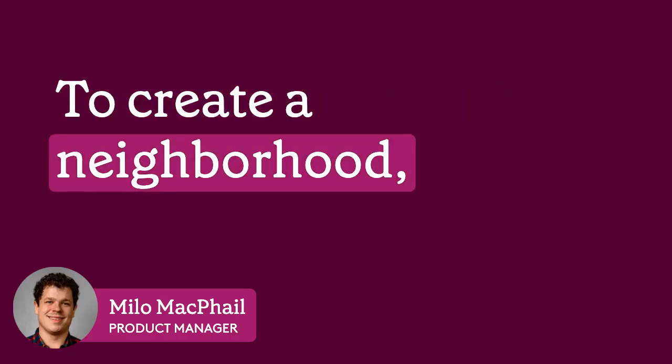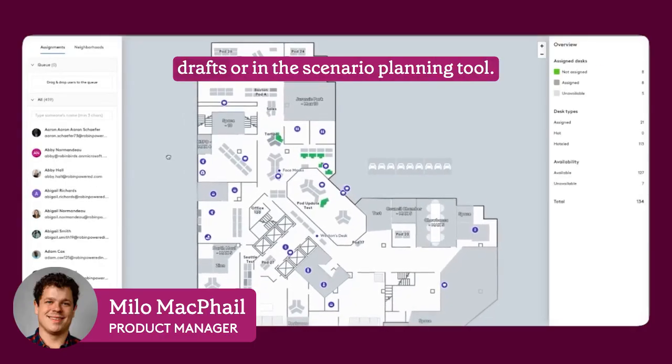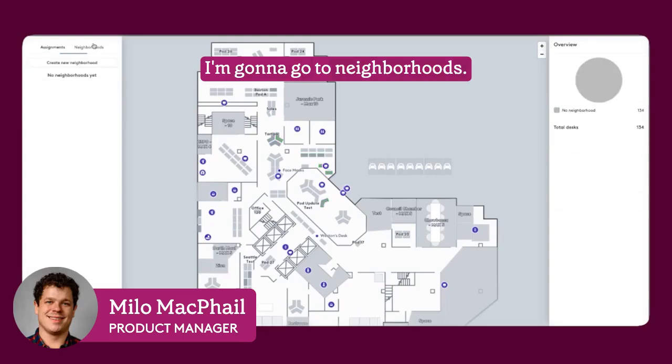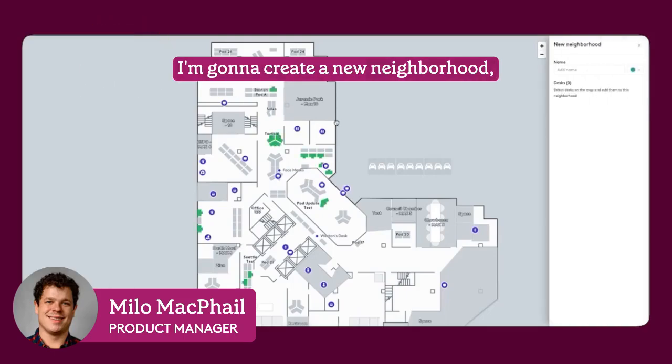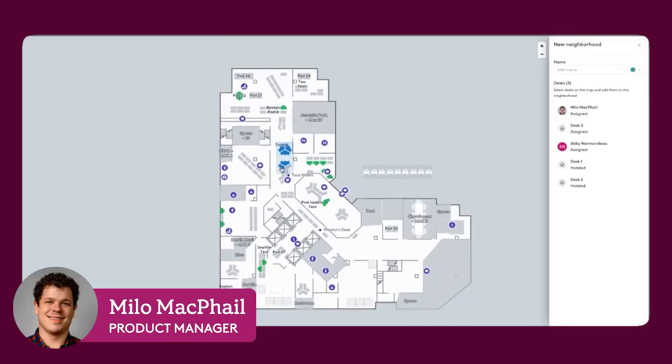To create a neighborhood, I'm going to open the assignments tool. You can start this in either Quick Drafts or in the scenario planning tool. I'm going to go to neighborhoods. I'm going to create a new neighborhood, and I'm going to select all of the desks that I want to be in this neighborhood.